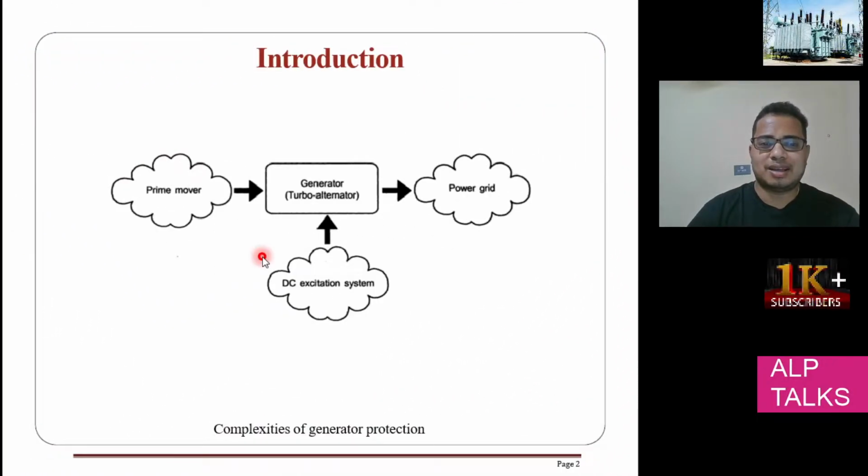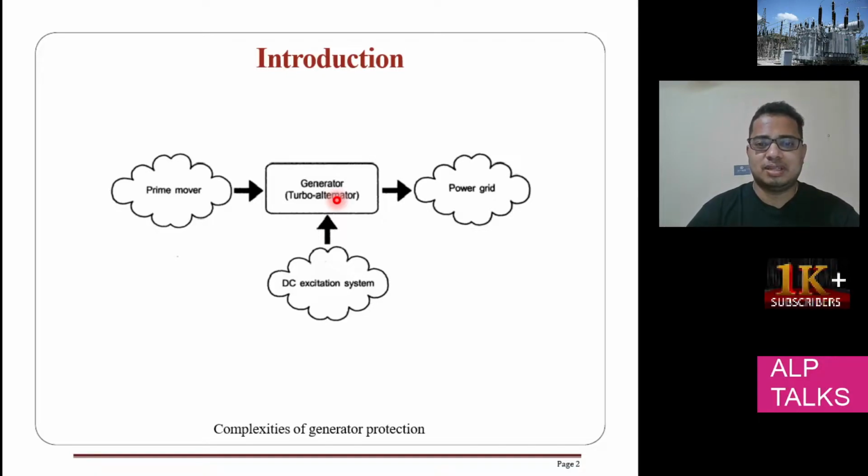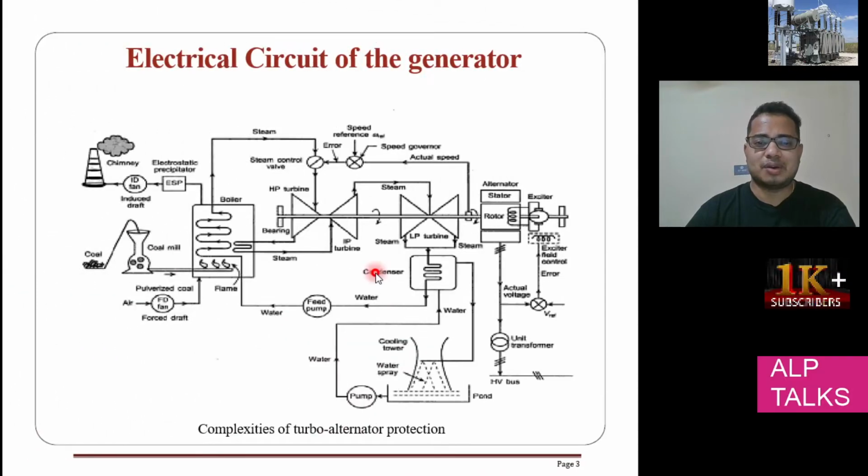So this is the introduction. We know that a prime mover is connected to the generator, and whenever the prime mover rotates due to the external force, there will be generation of EMF. Whatever power is generated is fed to the power grid. Similarly, for operation of the generator we need field windings and a DC excitation system. So these are the three systems that broadly come to mind when we discuss the generator.